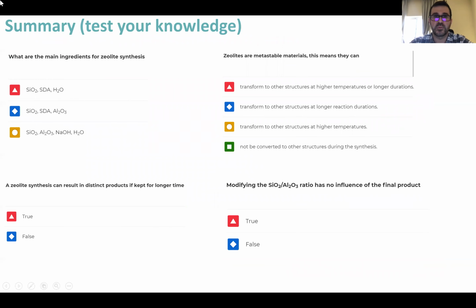Well, let's see what we have understood by today. Here are 4 questions. What are the main ingredients of the zeolite? What does it mean, zeolites as metastable materials? If you modify the silica-alumina ratio, does it influence the final product? And can a zeolite synthesis result in a distinct product if you keep it for a longer time? Well, let's see your answers.